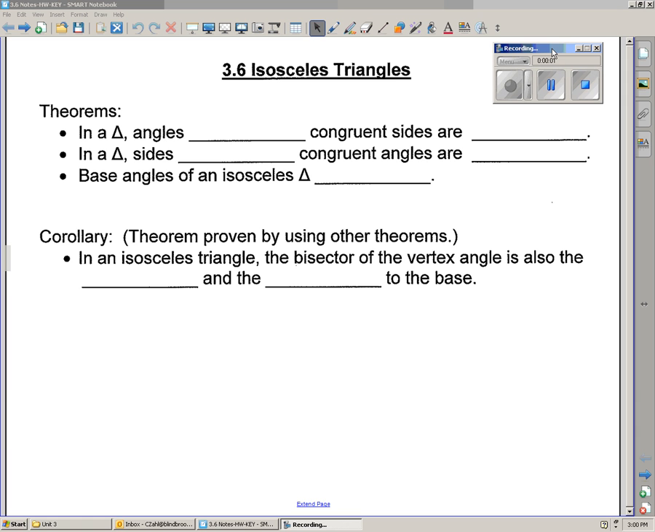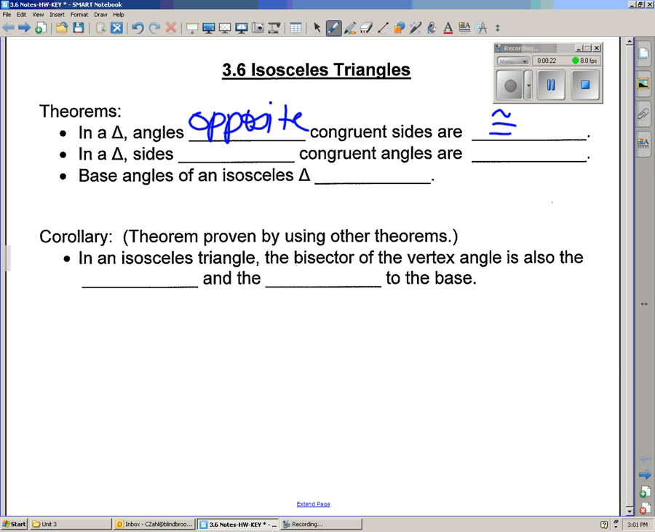Today's lesson, what we're going to do is talk about isosceles triangles. And you know that by definition of isosceles, you have two sides being the same. So one of the theorems that we're going to talk about is if you have a triangle, then the angles opposite congruent sides have to be congruent.